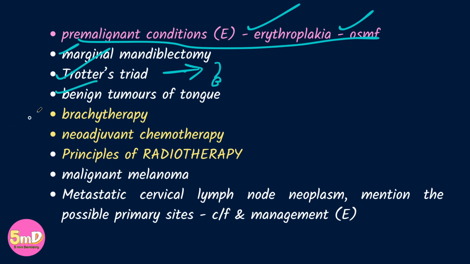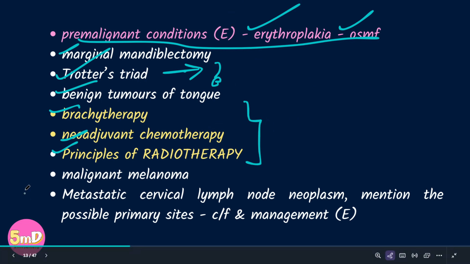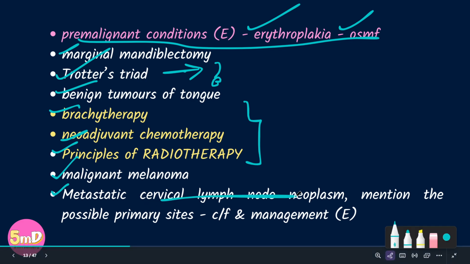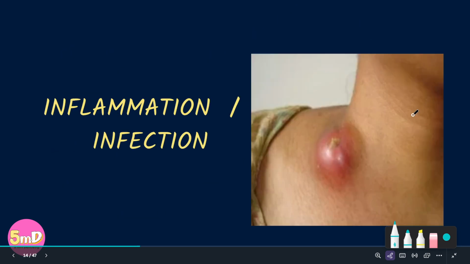Benign tumors of tongue, brachytherapy, neoadjuvant chemotherapy, principles of radiotherapy. All these three are related to the management, chemotherapy and radiotherapy. Malignant melanoma is also one of the commonly asked neoplasms. Metastatic cervical lymph node neoplasm: mention the possible primary sites, clinical features, and management. It has been asked as an essay, so you should be careful regarding that.